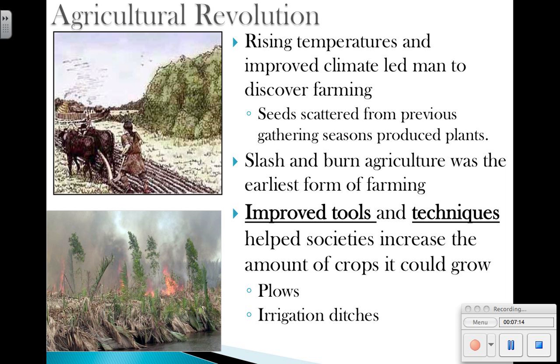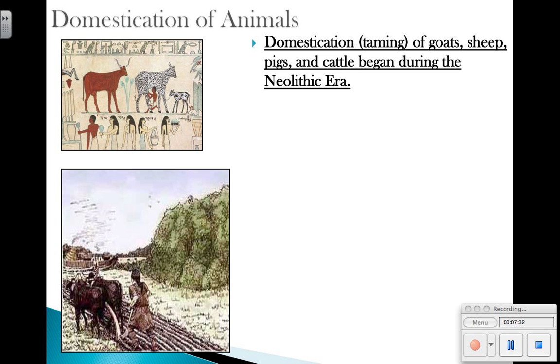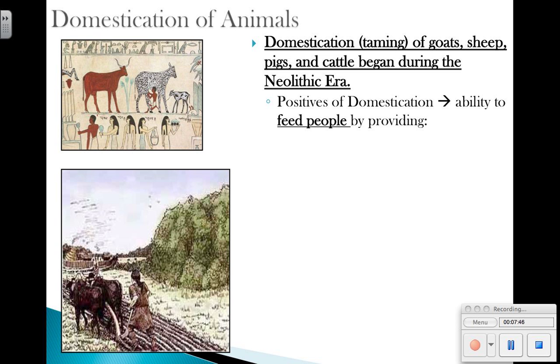So if we go back to the idea that they're no longer nomadic during this time period, because we had that structure in that picture, we have to solve the hunting and the gathering problem. This solves the gathering problem. You can now get plants that you couldn't get before. Now we have to solve, though, the hunting problem. And we do that through domestication of animals. Remember, domestication is the taming of goats, sheep, pigs, and cattle that began during the Neolithic Era. Taming or domestication just means you can keep them with you. You don't have to chase them around anymore, which would be key to not being nomadic.